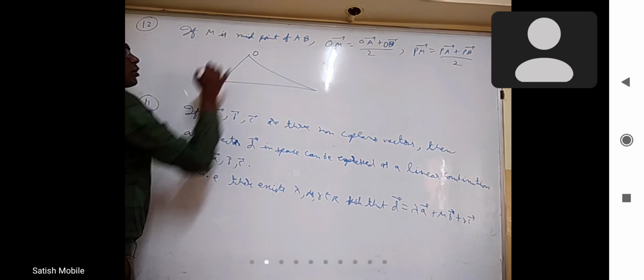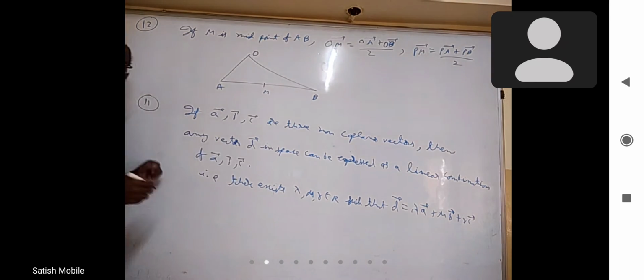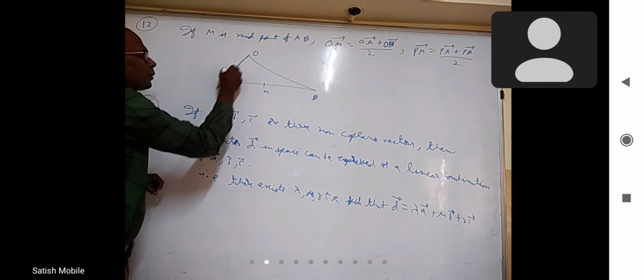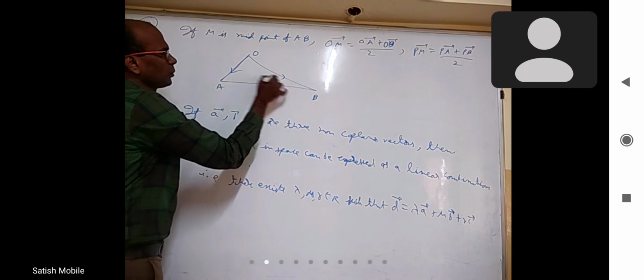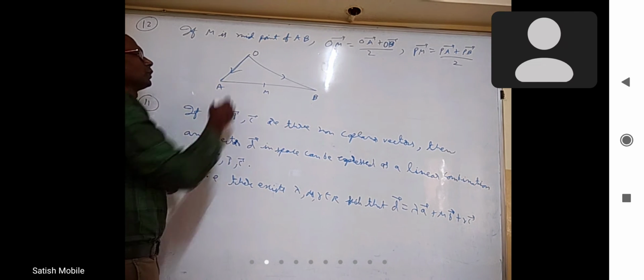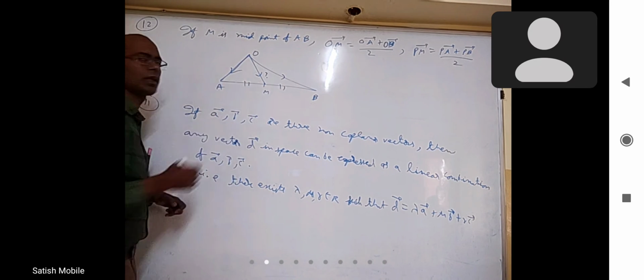Let us say this is the origin, this is point A and this is point B, this is M, the midpoint. OA bar is called the position vector of point A and OB bar is called the position vector of point B. How to find OM bar? That is our question, where these two lengths are equal. M is the midpoint. Okay.